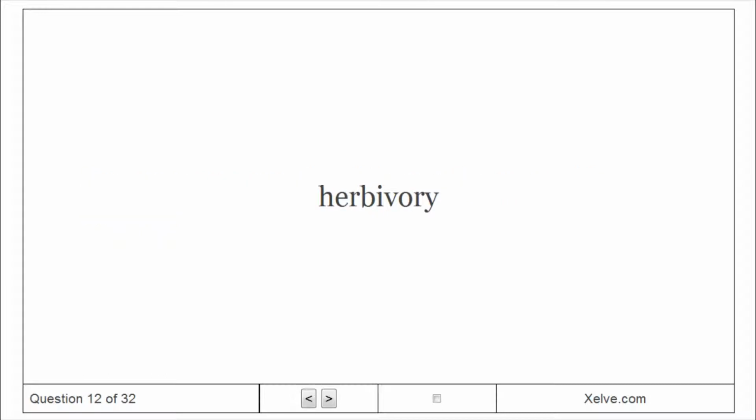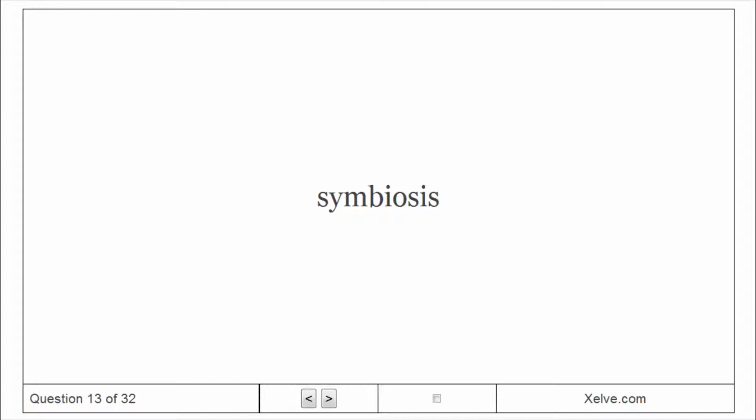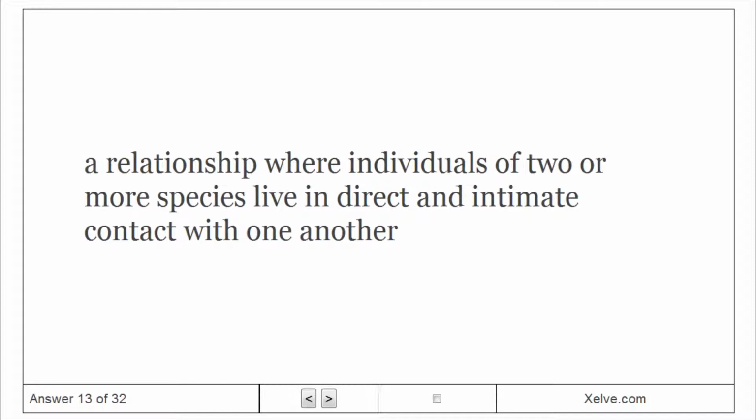Herbivory. An interaction in which an organism eats parts of a plant or alga. Symbiosis. A relationship where individuals of two or more species live in direct and intimate contact with one another.